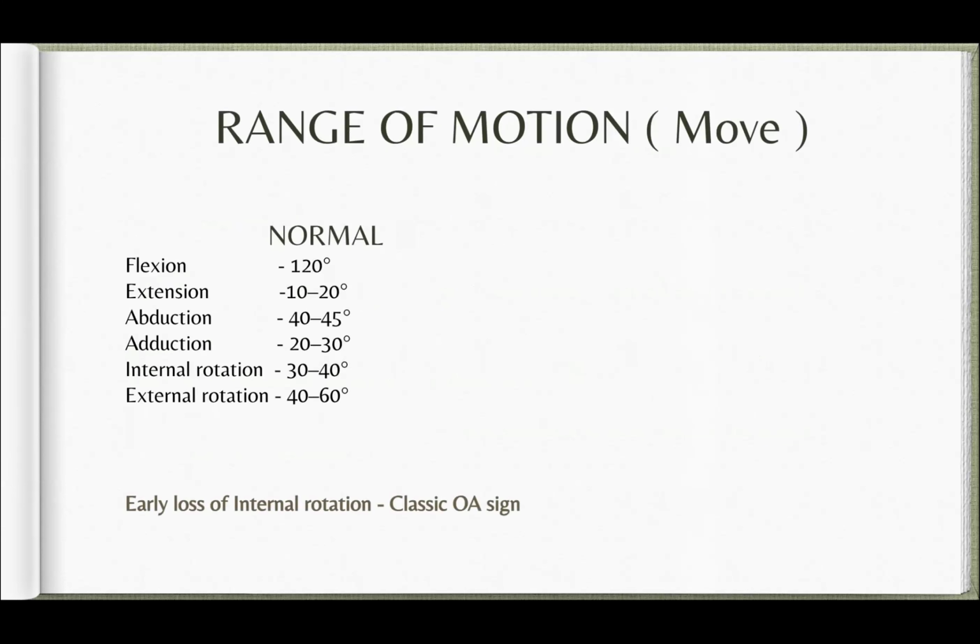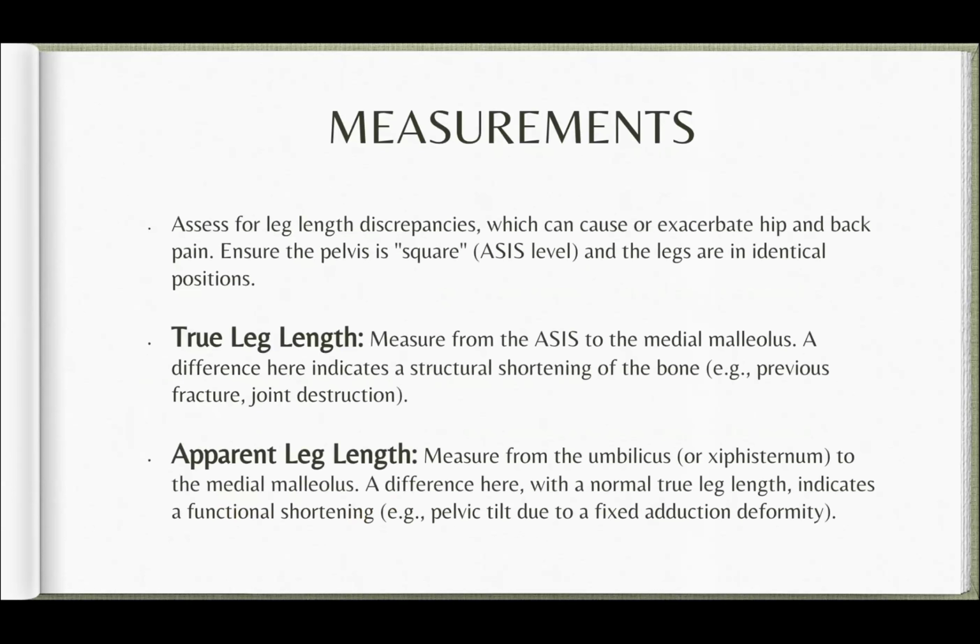Flexion of the hip, 120 degrees is normal. Extension, 10 to 20 degrees is normal. Abduction of the hip, 40 to 45 degrees is normal. Adduction, 20 to 30 degrees is normal. Internal rotation, 30 to 40 degrees is normal. External rotation, 40 to 60 degrees is normal. If there is any early loss of internal rotation, it is a sign of classic osteoarthritis in that patient.